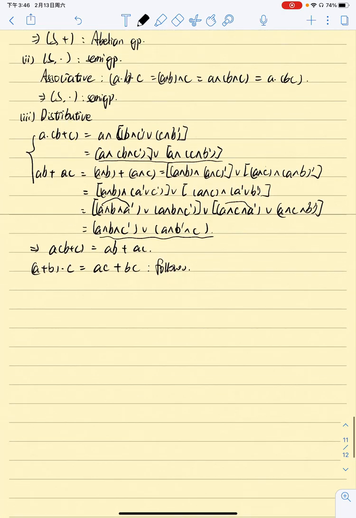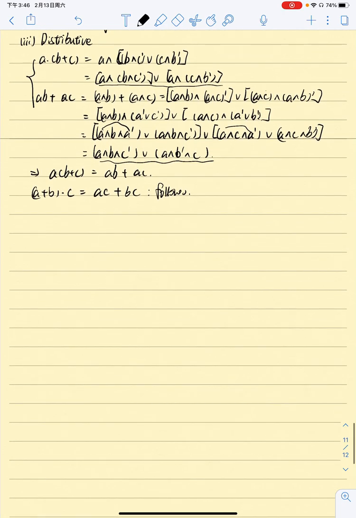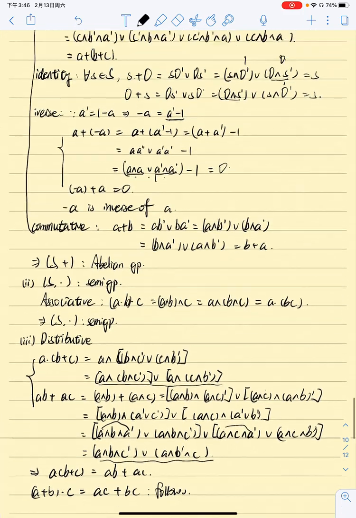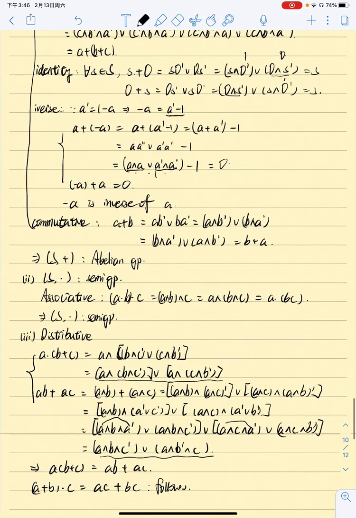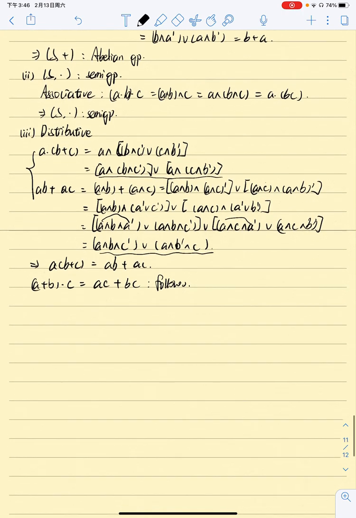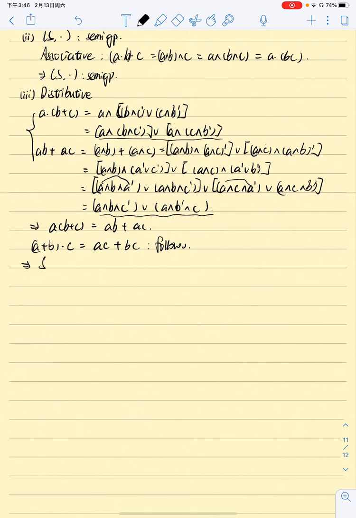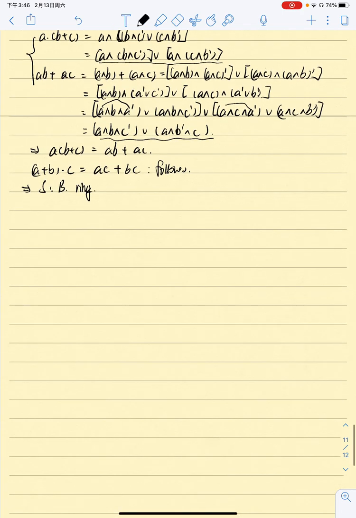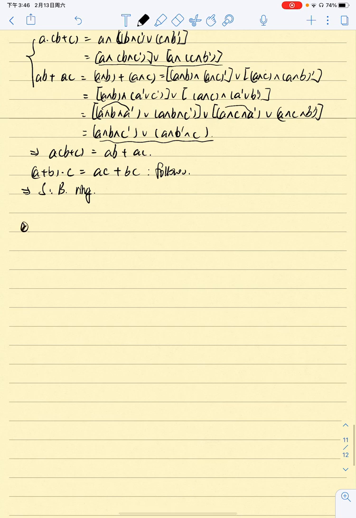Okay, so then we can say abelian ring, abelian group, semigroup, and distributive means S should be a Boolean group ring. Okay, and second, we want to say if S is a Boolean ring, then S is a Boolean algebra.